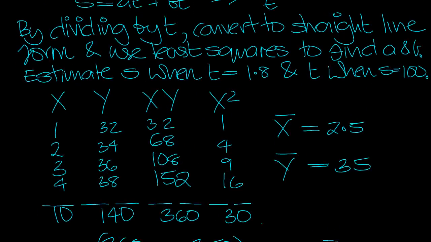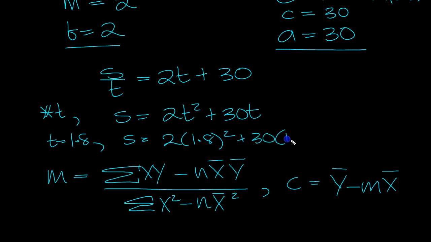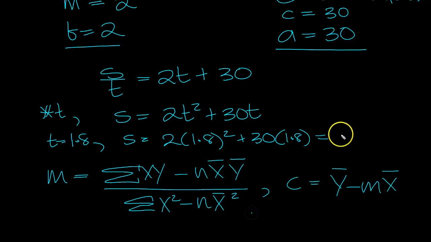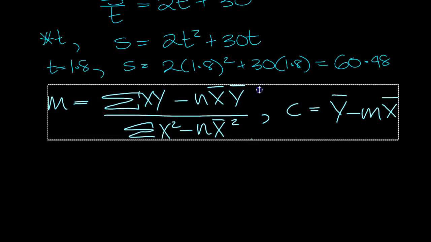Now the last part of the question. Estimate s when t is 1.8. t equals 1.8. s is equal to 2 times 1.8 squared plus 30 times 1.8. 60.48. Good.